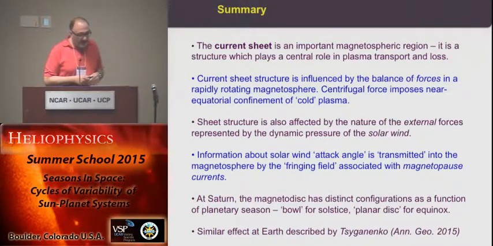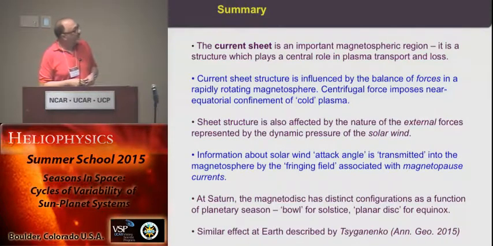Information about that attack angle is transmitted into the interior of the system by the fringing field associated with magnetopause currents, and at Saturn in particular, as we've seen, this gives us at solstice the bowl-like rather than the planar disk configuration for the current sheet. A similar effect at Earth has recently been modelled and described by Sigonenko.